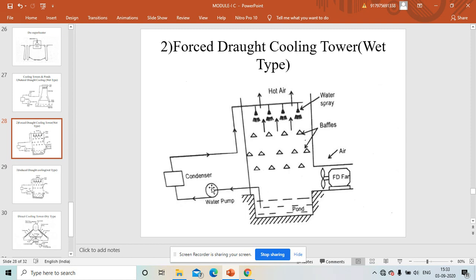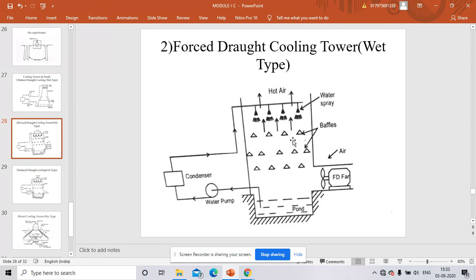The cold water is pumped to the condenser through the water pump, and it will be forced through the condenser to the top of the chimney, and from there there will be sprinkling, or you can say the water will be sprayed.